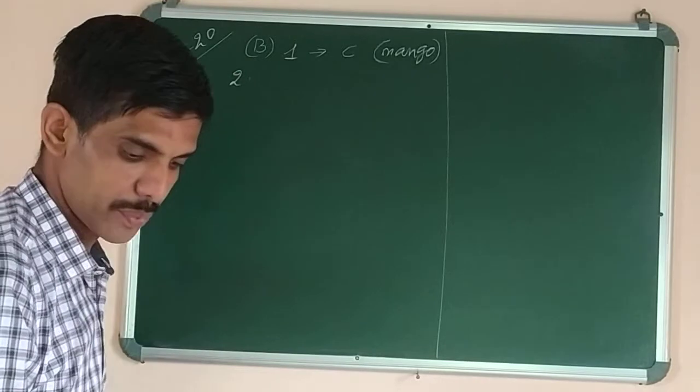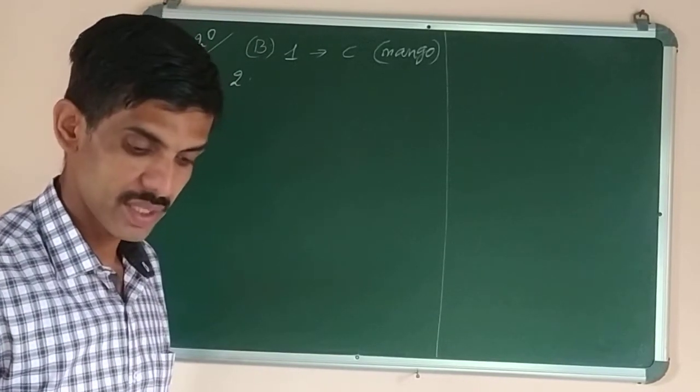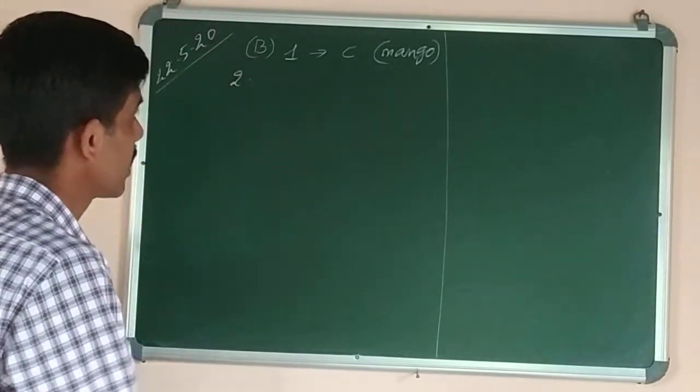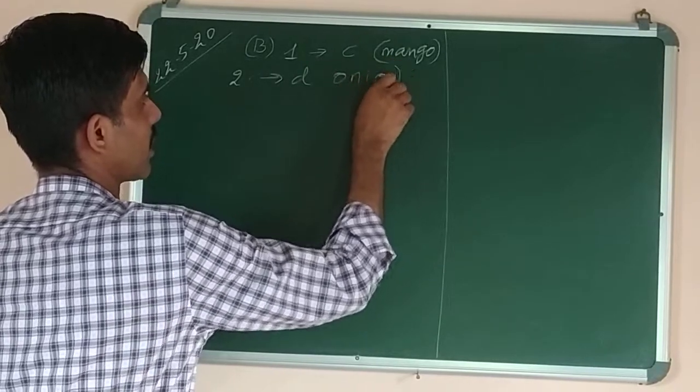Like this, number 2, which of these leaves is modified to store food? Answer is onion is modified to store food. That is choice number D. So 2D, onion is correct.